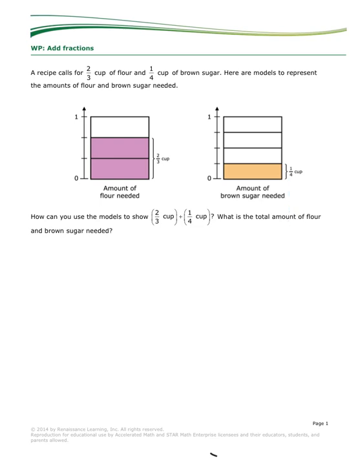The question says, how can you use models to show 2/3 of a cup plus 1/4 of a cup? What is the total amount of flour and brown sugar needed? So the question is 2 parts. How do these models help you? And then what is the total amount of flour and brown sugar needed?